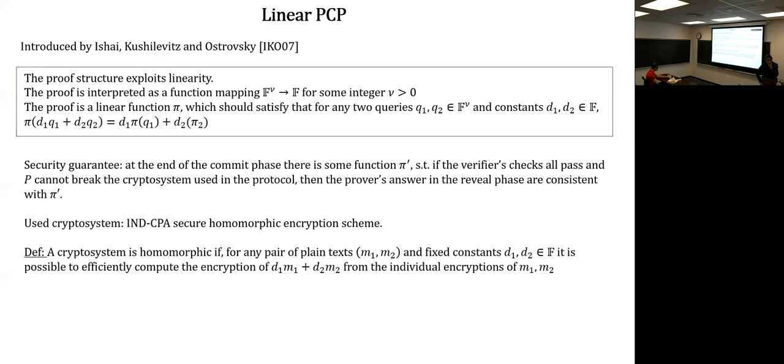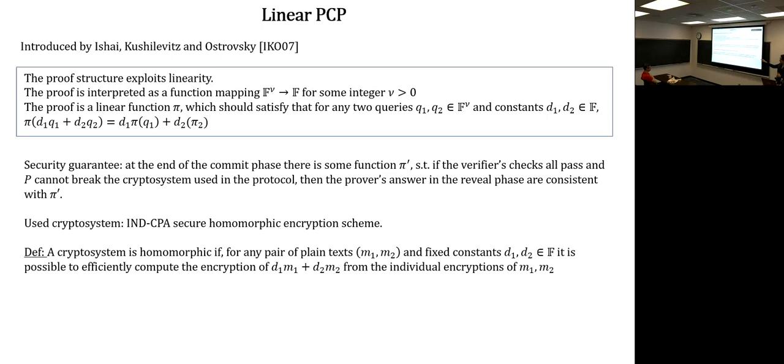So basically, the proof is interpreted as a linear function, a function which maps F to the nu, to F, for some integer nu. And the proof is basically a linear function which has to satisfy the following properties: for two given queries received from the verifier, and for two constants t1 and t2, this additive homomorphic property is satisfied. The security guarantee of that linear PCP is that at the end of the commit phase, there is some function pi prime, such that if the verifier checks all passes and P cannot break the underlying cryptosystem in the protocol, then the prover's answers in the reveal phase are consistent with pi prime.